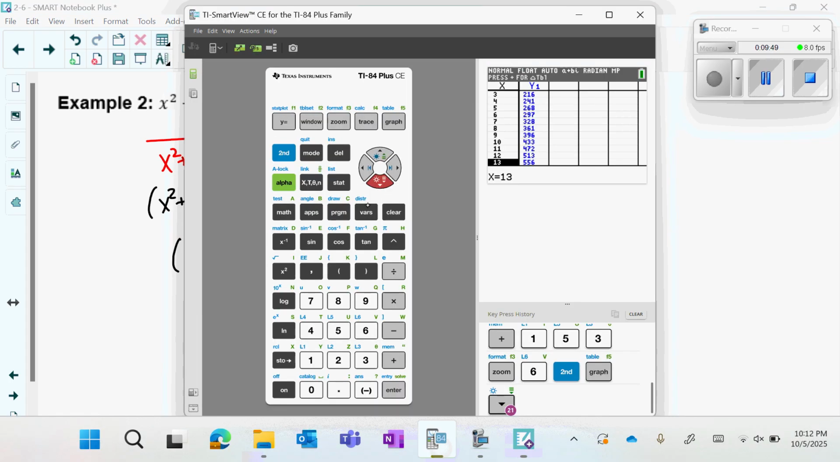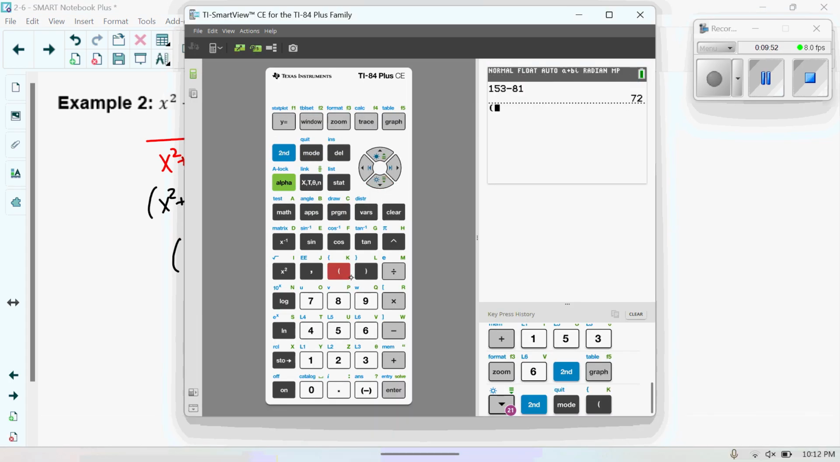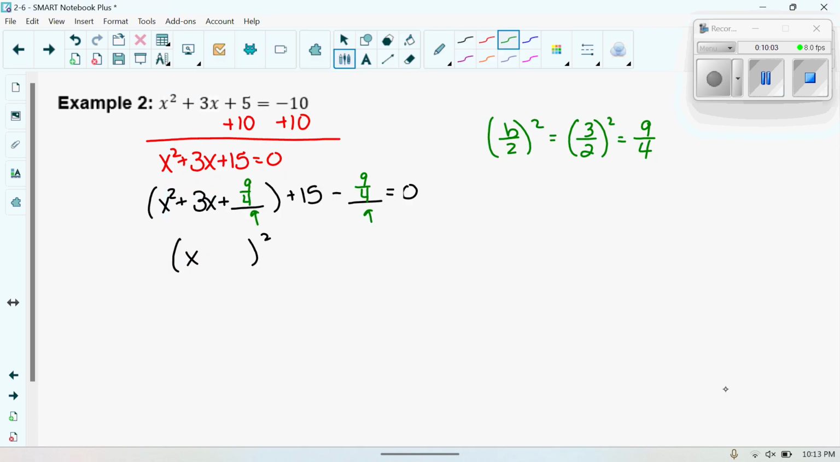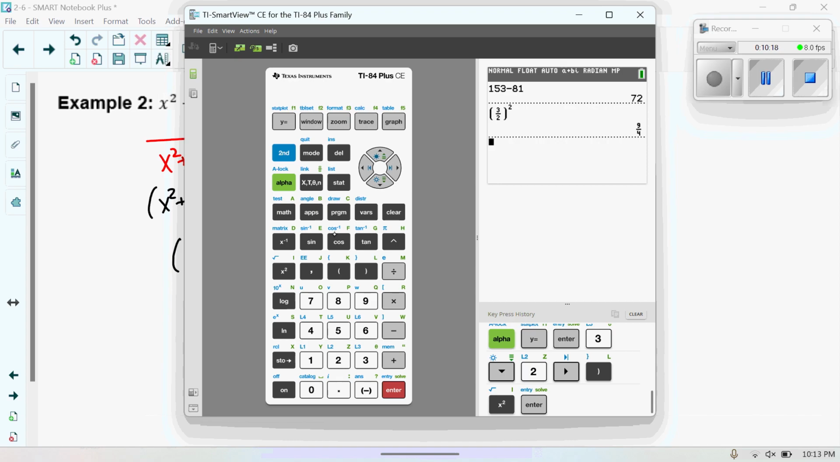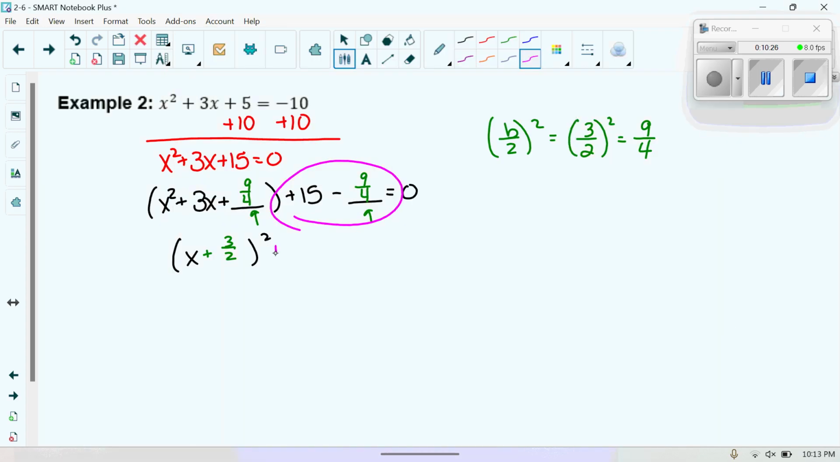And remember, you don't need to be able to do that in your head. Write it in your calculator on the home screen. Alpha y equals gets me my fraction, 3 over 2, and that gives me my 9/4. So plus 3 over 2. That b over 2 is always going to be that binomial squared part. And then I'm going to do these two pieces together. So in my calculator, 15 minus my 9/4, and I get 51/4. So plus 51/4 equals 0.